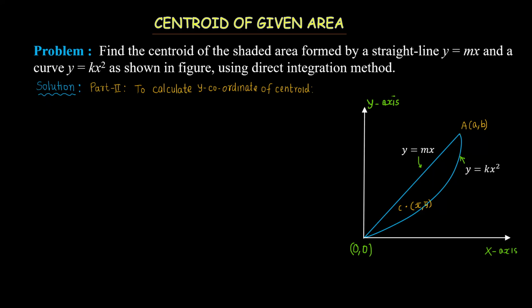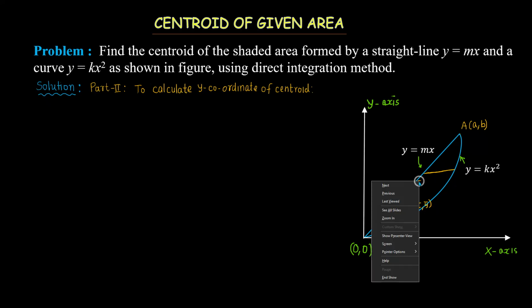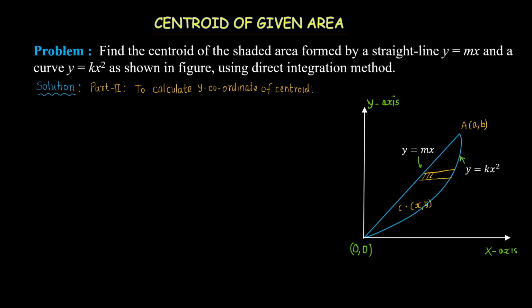To find the y coordinate of the centroid, we take a horizontal strip like this. We consider a horizontal strip of a very small thickness. Let's say this is the horizontal strip, and this strip has a very small thickness like this. Okay friends, the distance of the strip from the x-axis, we take it as y. The thickness of the strip is very small, and that is called dy. So we need to find the y coordinate by considering a horizontal strip of thickness dy.